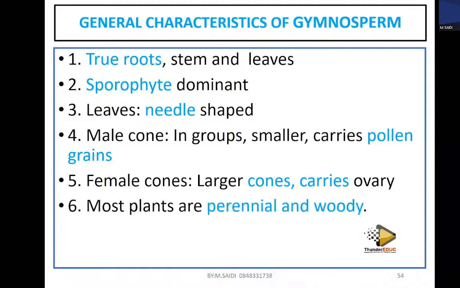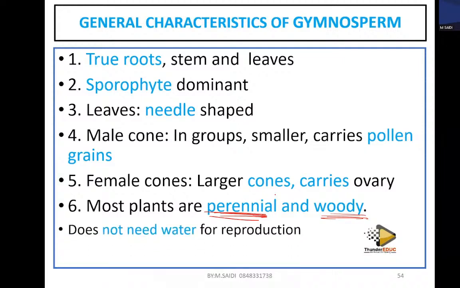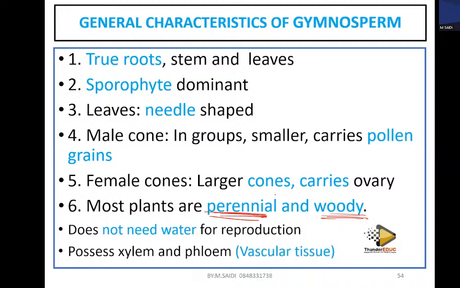Most plants are perennial and woody. What does the word perennial mean? Perennial means plants which can stay more than 1 year. And woody means that they can produce wood. What is wood? Timber. What's timber? The table you are sitting on. They do not require water for reproduction. It means that now they can sustain on land very well without any problems. They are adapted to live in a terrestrial environment.